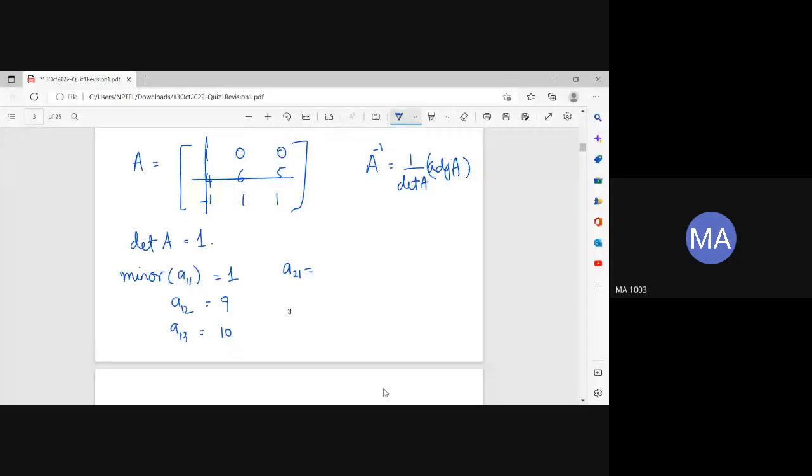What is the minor of A21? 0. Yeah, the determinant of this matrix with 0, 0, 1 is 0. What is the minor of A22? 1 into 1, minus 0, is 1. A23? 1 into 1, 1. Minus 1? No, the minor won't have a minus sign. Minor will have only a positive sign. Cofactor will have the negative sign. A31? 0. A32? 5.